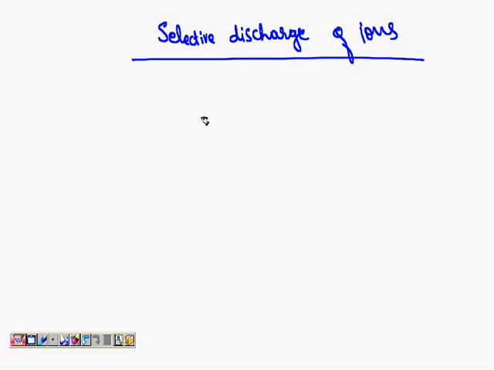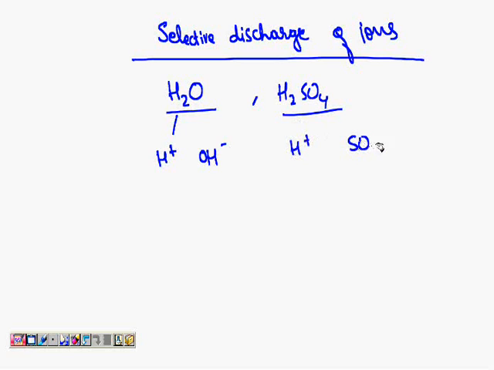Now see, suppose I am considering electrolysis of water, that is H2O. Here sulfuric acid, H2SO4, is added in order to make it an electrolyte, that is a conductor of electricity. So water splits into H plus and OH minus, and sulfuric acid splits into H plus and sulfate, that is SO4 2 minus ions. Here H plus is the same, so it doesn't matter, but there are two negative ions, two anions.